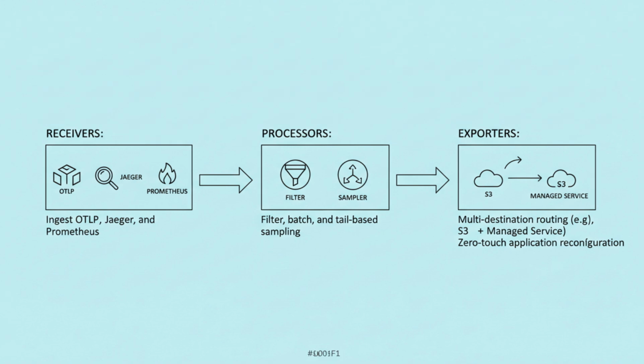The collector functions through a pipeline of 3 main components. Receivers are the entry points. They can ingest data in various formats, including OTLP, Jaeger, or even Prometheus pull-based metrics. Processors are the most powerful part. They allow you to filter out noisy logs, aggregate metrics on the fly, or sample traces to save costs. Finally, exporters take the processed data and send it to one or more destinations. You can concurrently send the same data to a long-term S3 bucket for compliance and a high-performance database for real-time alerting, all with zero changes to your application code.